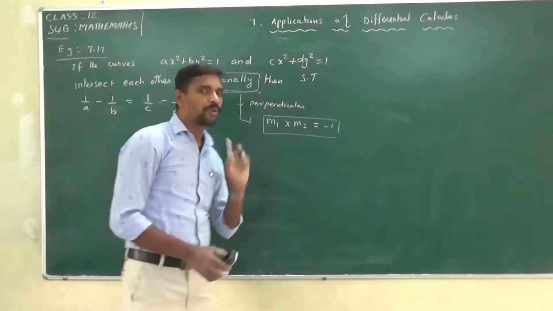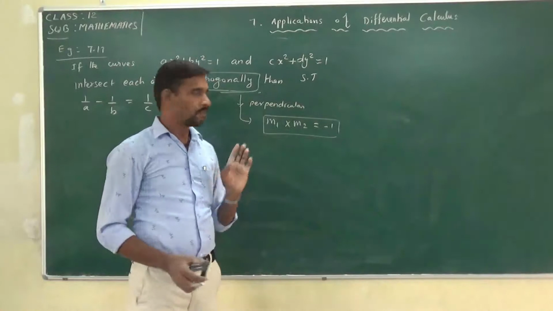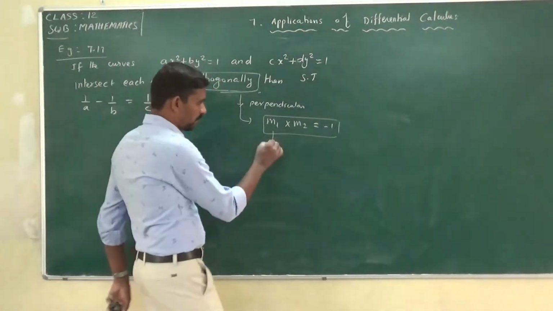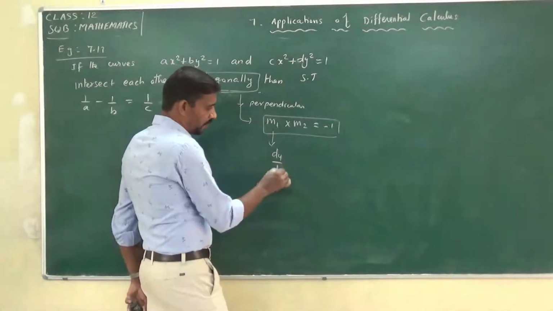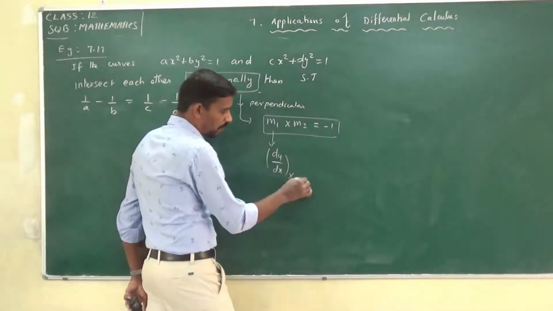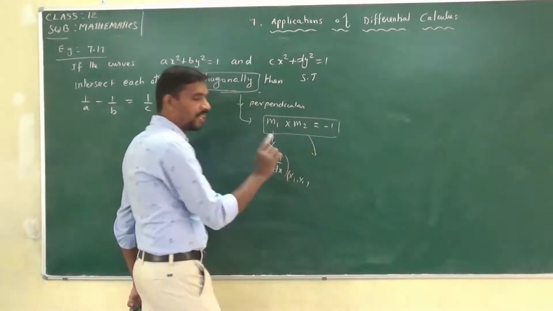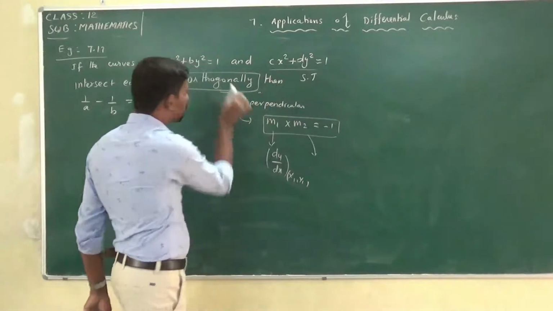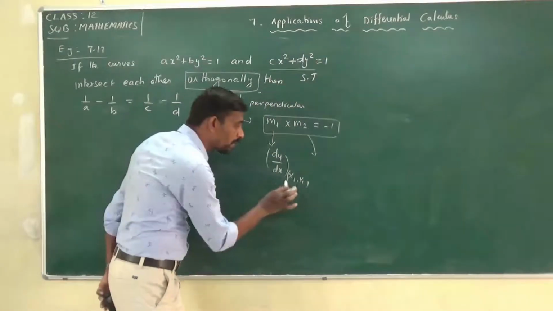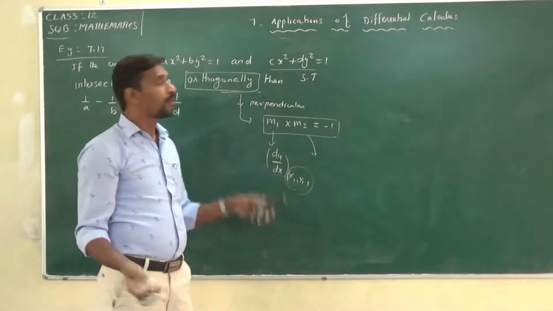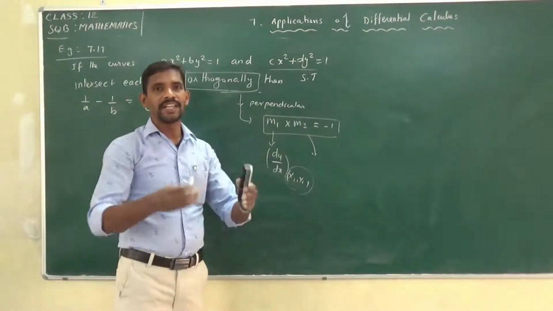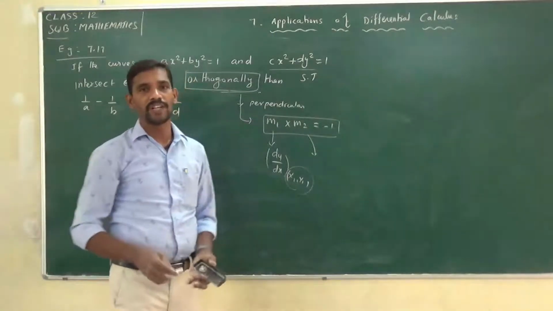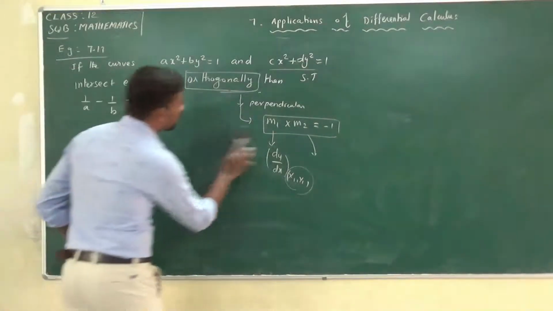Now you want to find out m1. What is m1? Slope of the first curve. What is m2? Slope of the second curve. How to find the slope? You differentiate the first curve: dy by dx at the point x1, y1. M2 the same way: dy by dx at the point x1, y1. The curve equation is given, so differentiation is no problem. But what about x1 and y1? We don't know the point of intersection, right? So let's assume x1, y1 is the point of intersection. Let's see the solution here.